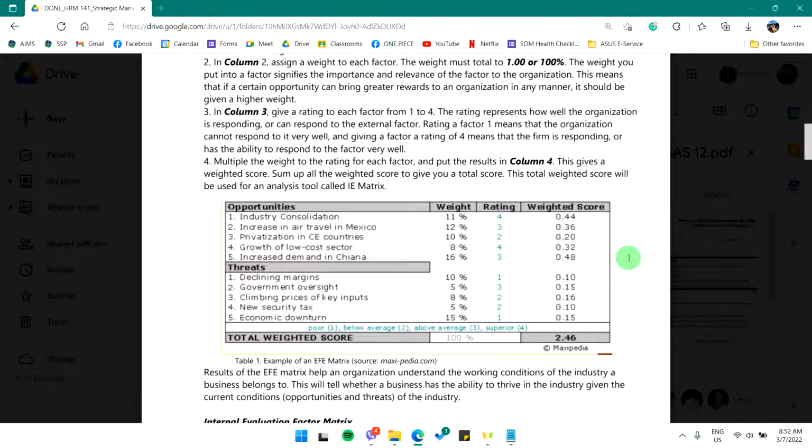In EFE matrix, in external, we will rate the key factors based on how our company is responding to that key factor. If it is responding well, we will grade it 4, mataas ang grade niya. If our company doesn't really respond well to these opportunities and threats, we will rate it low or 1 or 2 yan.